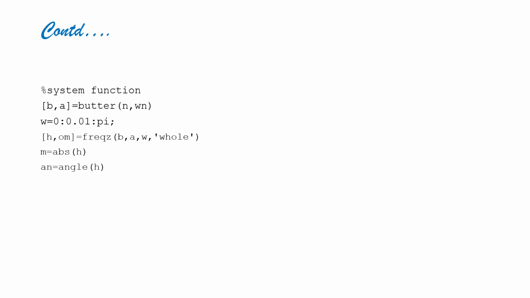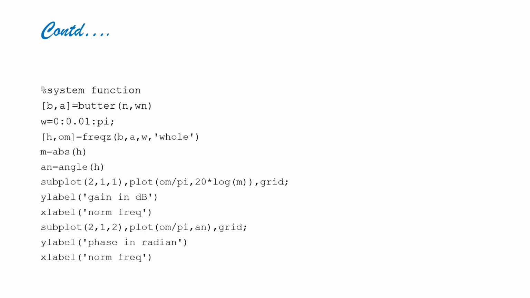H comma omega m equals freqz(b, a, omega), m equals abs(h), an equals angle(h). Now I want to plot this. Subplot 211, plot om divided by pi comma 20 log m, and I can give the grid command. Ylabel equals gain in dB, xlabel equals normalized frequency. Subplot 212, plot om divided by pi, an for angle, comma grid, ylabel defines the phase in radians, and xlabel is the normalized frequency.